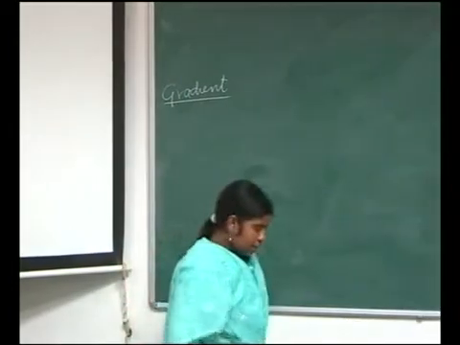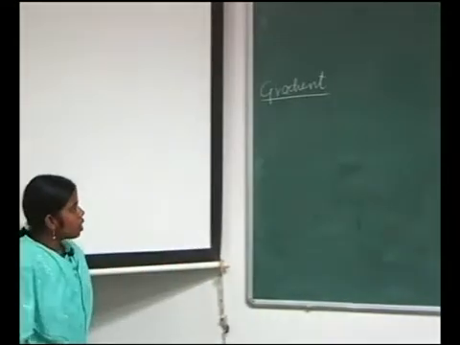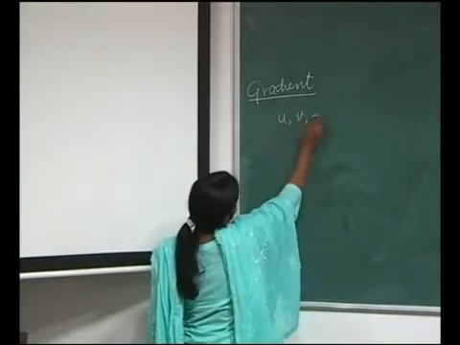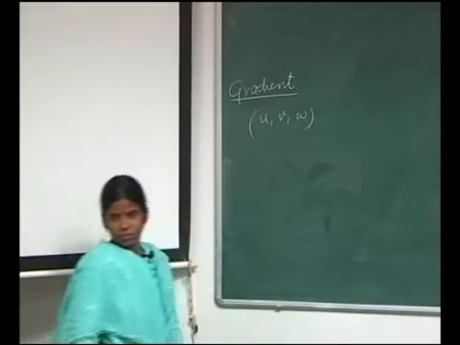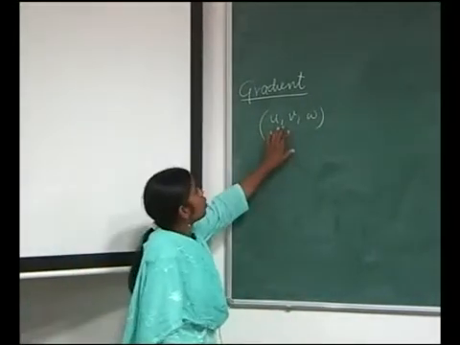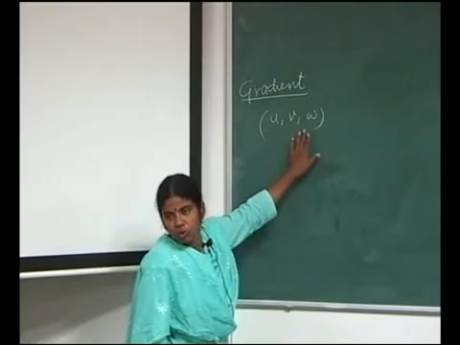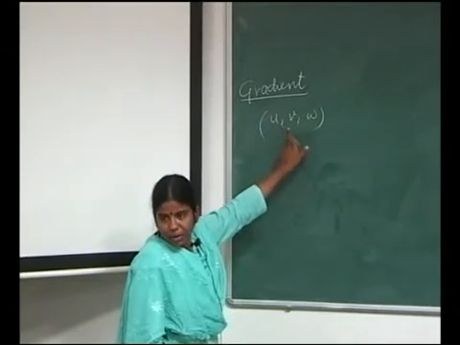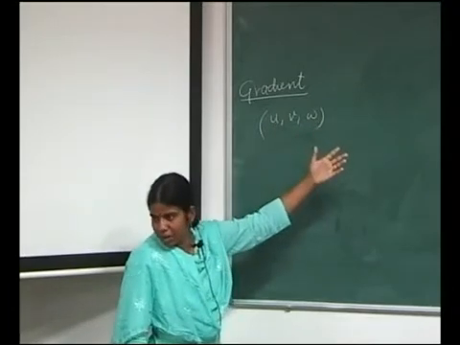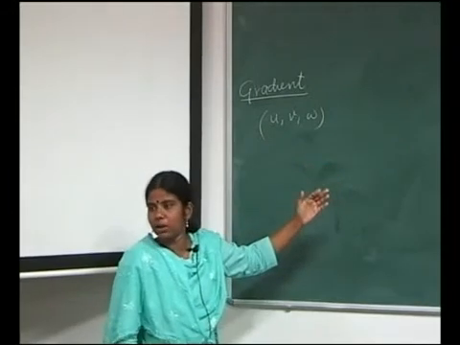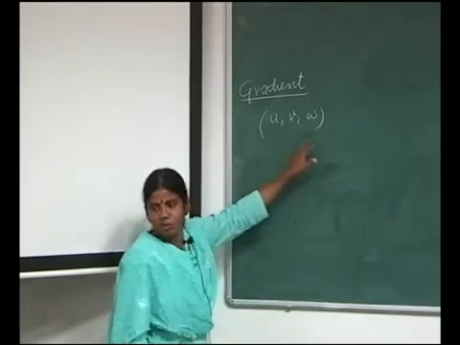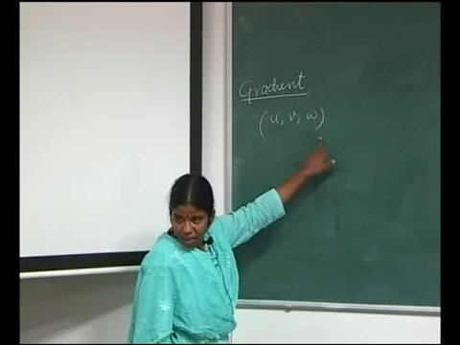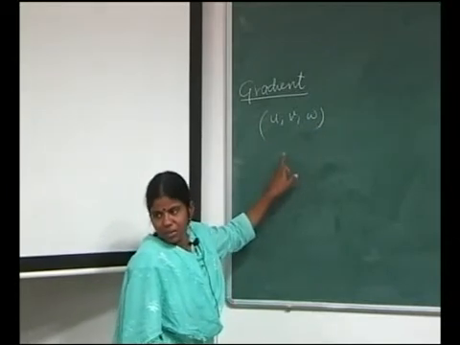So let us first consider gradient. I will consider a system with u, v and w coordinates. I consider an orthogonal coordinate system u, v, w; they all are orthogonal. These u, v, w can be x, y, z, or anything, depending upon which coordinate system you are in. If you are in the Cartesian system, u, v, w is equal to x, y, z. If you are in the spherical system, this is r, theta and phi, and if you are in the cylindrical system, it is r, theta and z.